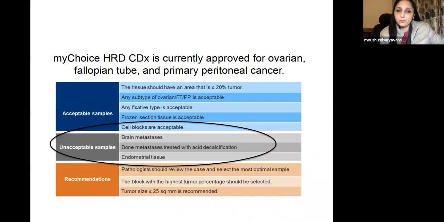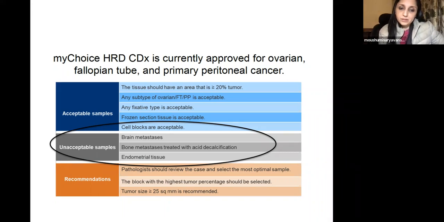Any subtype of ovarian or fallopian tube or peritoneal carcinoma is accepted. So, high-grade serous is the usual morphology, but clear cell and other are also accepted. The frozen tissue is also acceptable, and the cell blocks are acceptable. The unacceptable tissues here are the brain metastasis, bone metastasis treated with acid decalcification, and endometrial tissue.